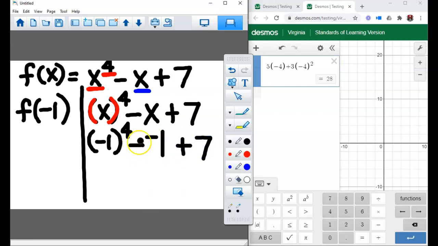So notice how careful I have to be right here. There's a minus in the problem, and then I'm filling in negative 1 for the x. So I need the minus and that negative. I need both signs. All right, so now I've got it written down the way I want to type it in. So here we go.